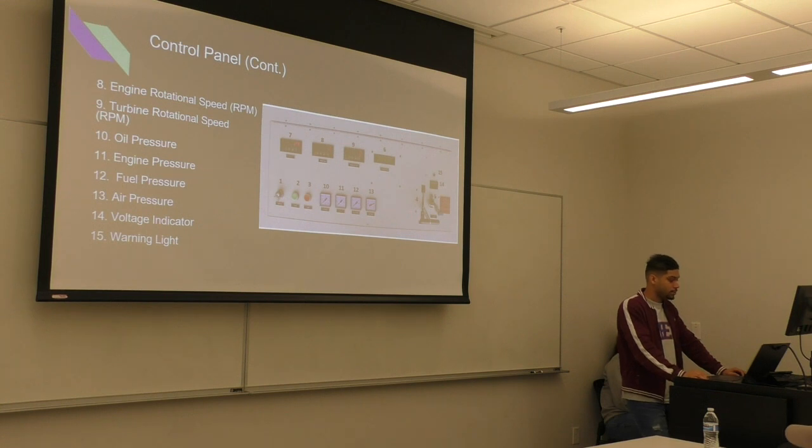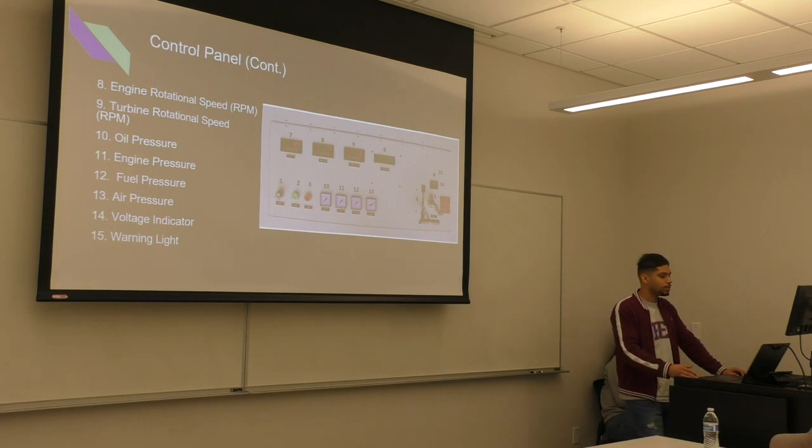Next to the inlet temperature display, we have 8 and 9. For 8 is the engine rotational speed. For 9 is the turbine rotational speed. And then below those two displays are going to be 10, 11, 12, and 13. For 10, we have oil pressure, 11 our engine pressure, 12 is our fuel pressure, 13 is our air pressure, and then if you look to the right again, for 14 and 15, we have our voltage indicator and warning light.